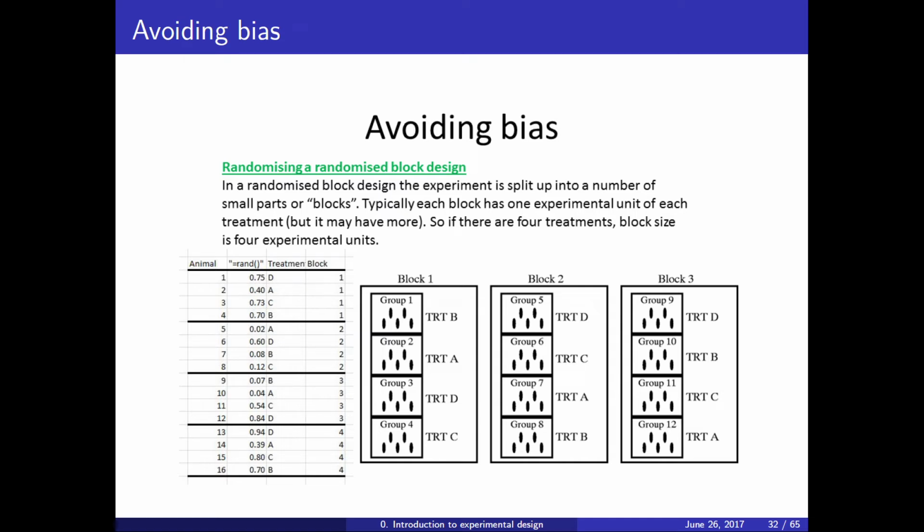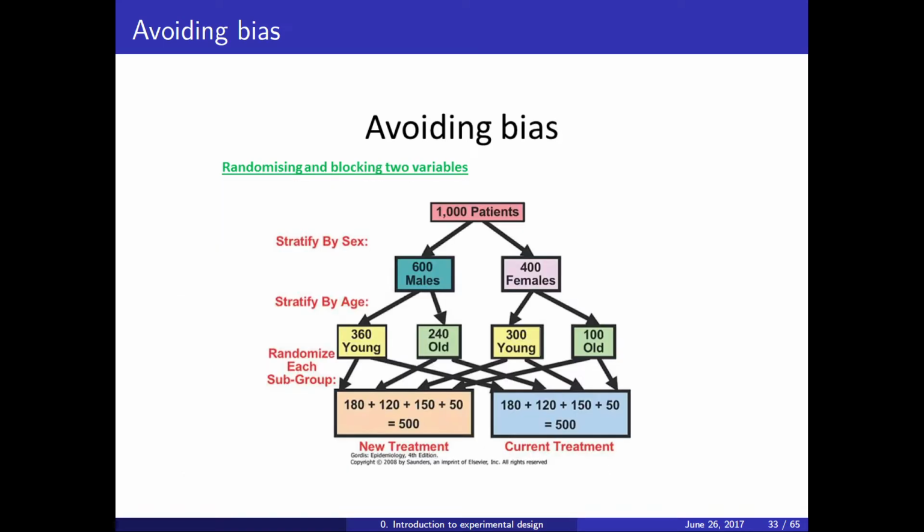And randomizing can be done at the level of blocks. So let's say that you will perform your experiment in 4 blocks. Within each one of the blocks, you randomize, and then you apply treatments DACB and then ADBC. The treatments are in a random order, and within each block all treatments are applied to at least an animal.